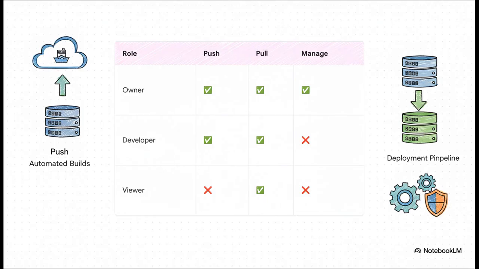And of course, when you're working with a team, you can't have everyone having God mode access. You need control. Docker Hub handles this with what's called role-based access control. It's super simple. You can make someone a developer so they can push and pull images but not mess with the repository settings. Or maybe someone on the QA team is just a viewer. They can pull images to test, but they can't push anything. It's all about giving people just the permissions they need.